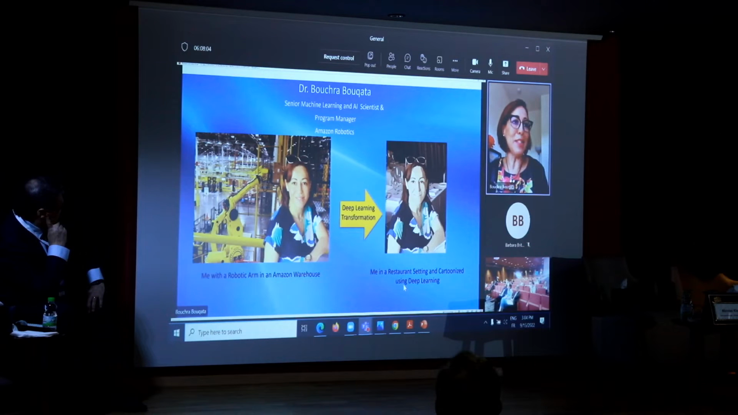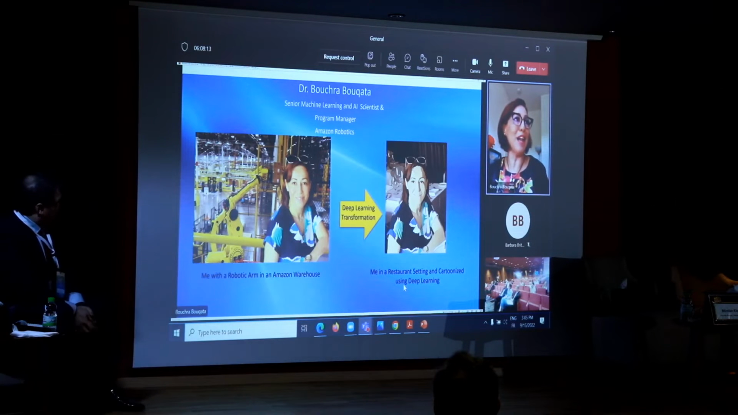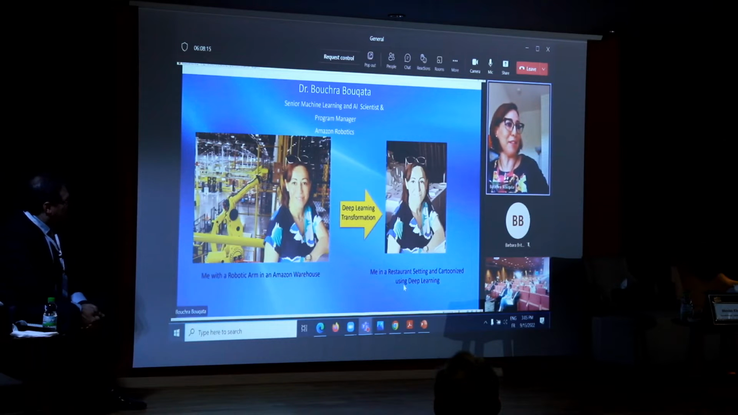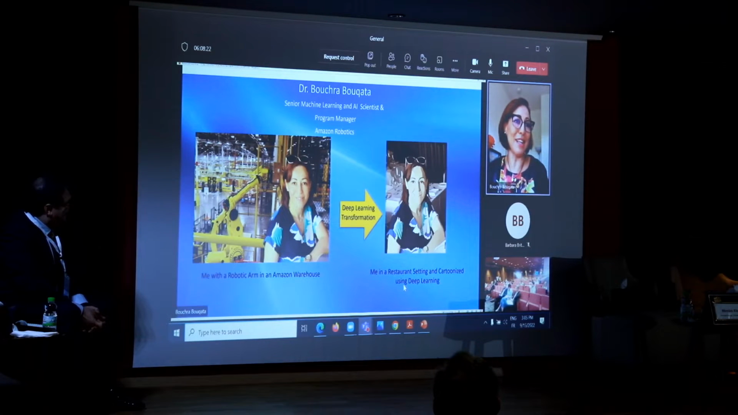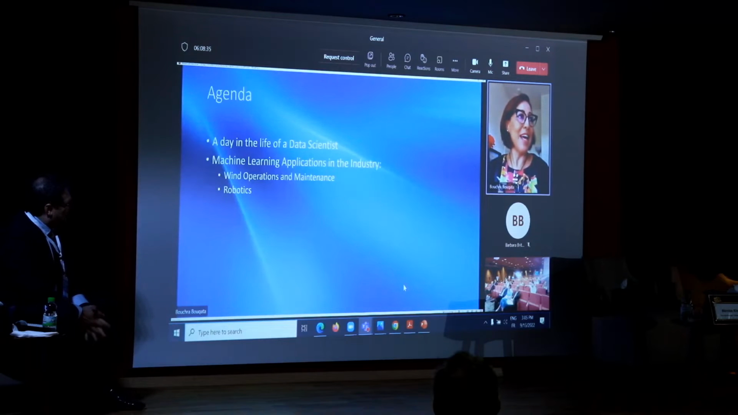And what's a little bit funny, what I wanted to show, is playing a little bit with some of the AI machine learning algorithms, actually deep learning algorithms. So I transformed my image into having a different background, set in a restaurant, and cartoonized. So this is the same image but cartoonized. There are lots of fun things you can do as well, besides just very serious industrial applications.